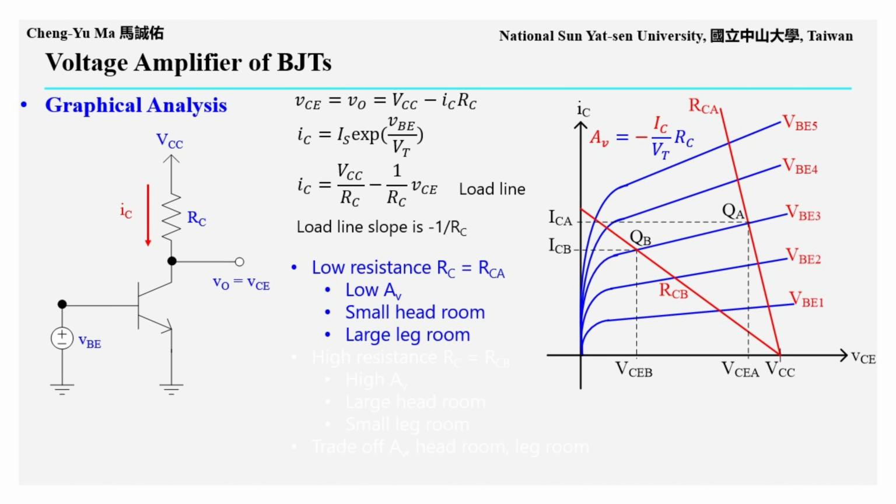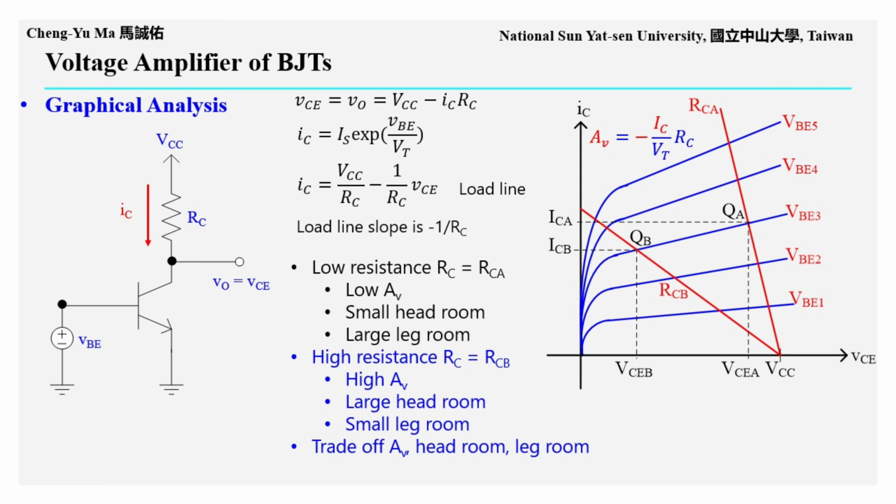The slope of the red load line is -1 over RC. When the load resistance RC is low, such as RCA, the magnitude of the load line slope is larger, so the load line becomes steeper. For a given change in the input signal VBE, for example from VBE1 to VBE3, the change in the output voltage VCE becomes smaller. Therefore, the voltage gain is lower. In addition, the operating point QA has a larger VCEA, which reduces the headroom. This means that the negative swing of the small input signal VBE cannot be too large.